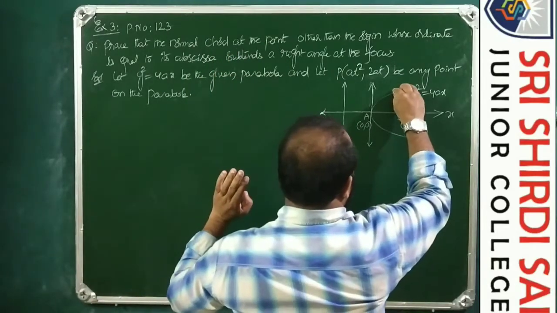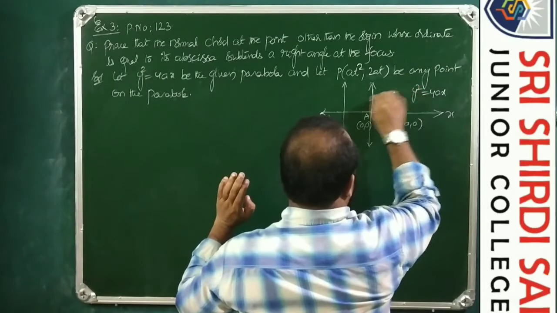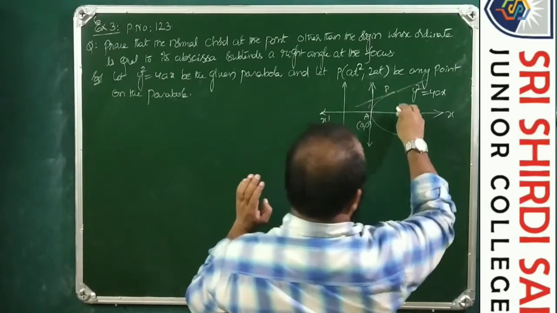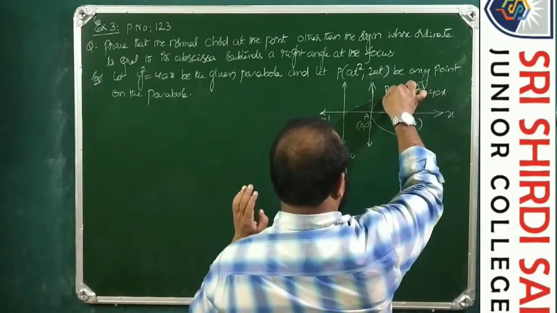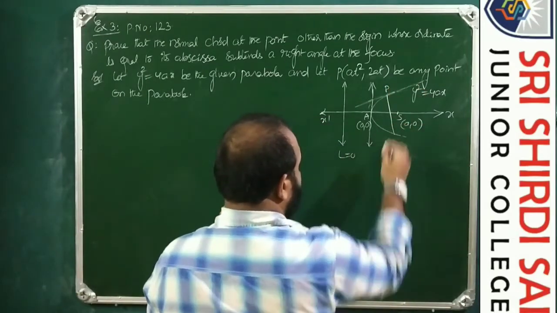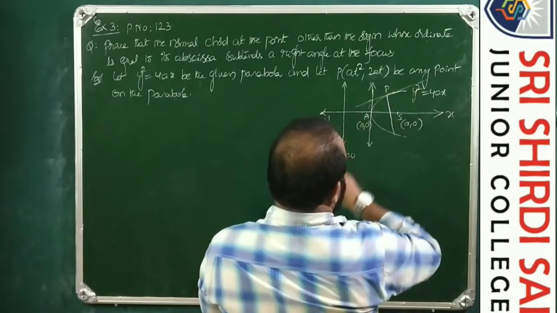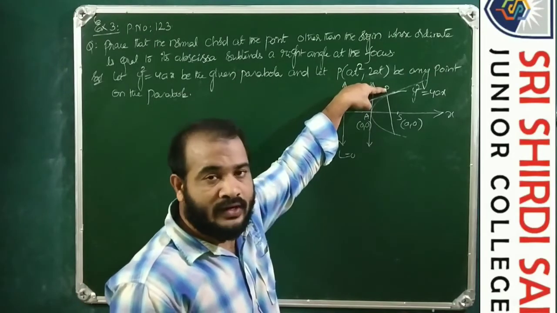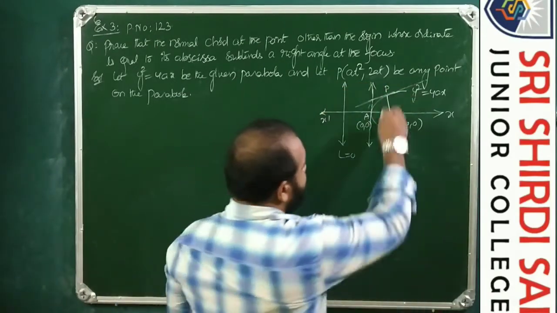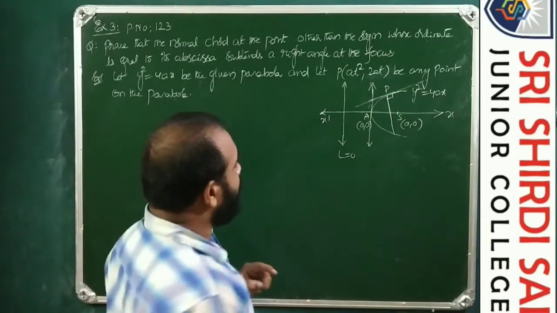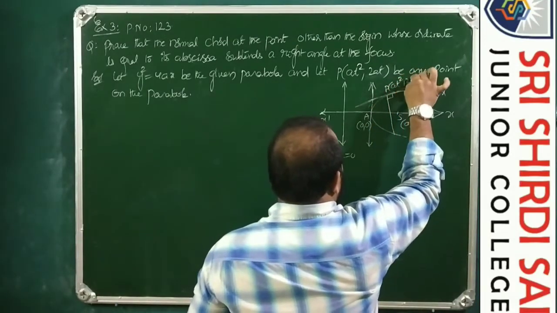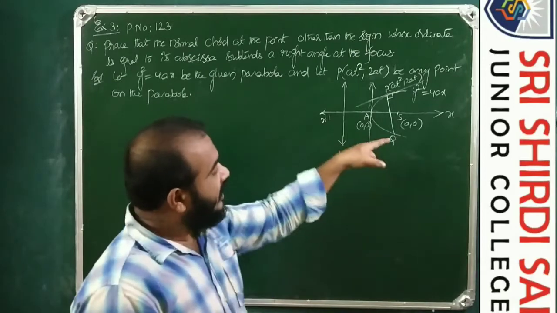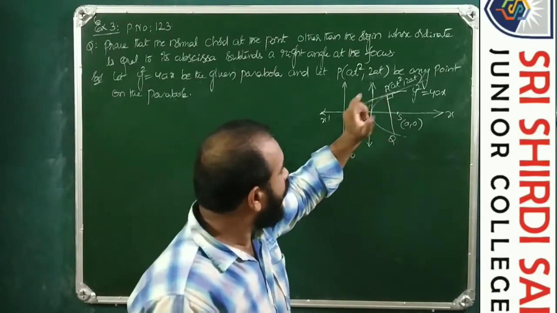What we need to prove is about the normal chord at the point P. So let us suppose that this is our tangent at P. Then this is our normal. What is a normal? A normal is a line passing through the point of contact and perpendicular to the tangent. This point is given as (at², 2at), and Q is the other end of this normal. So this is the normal chord.